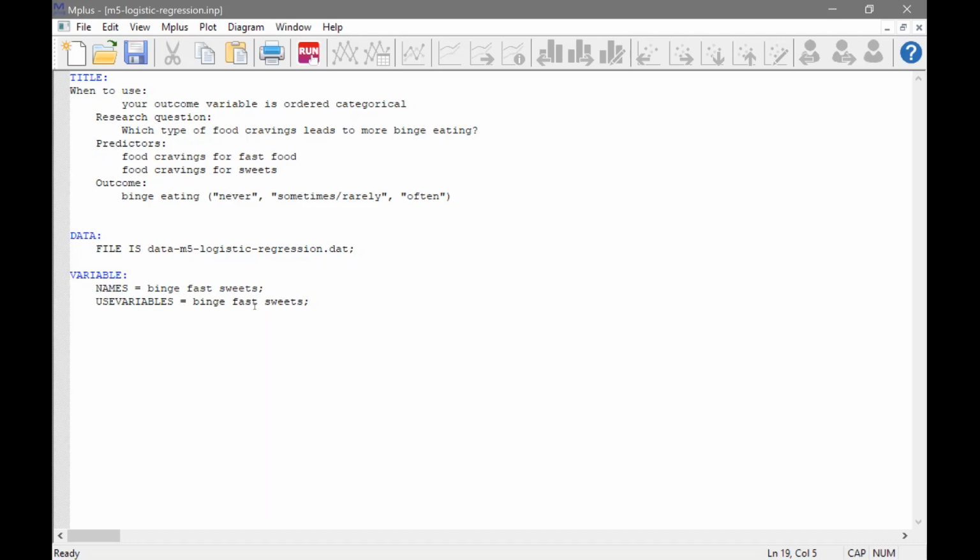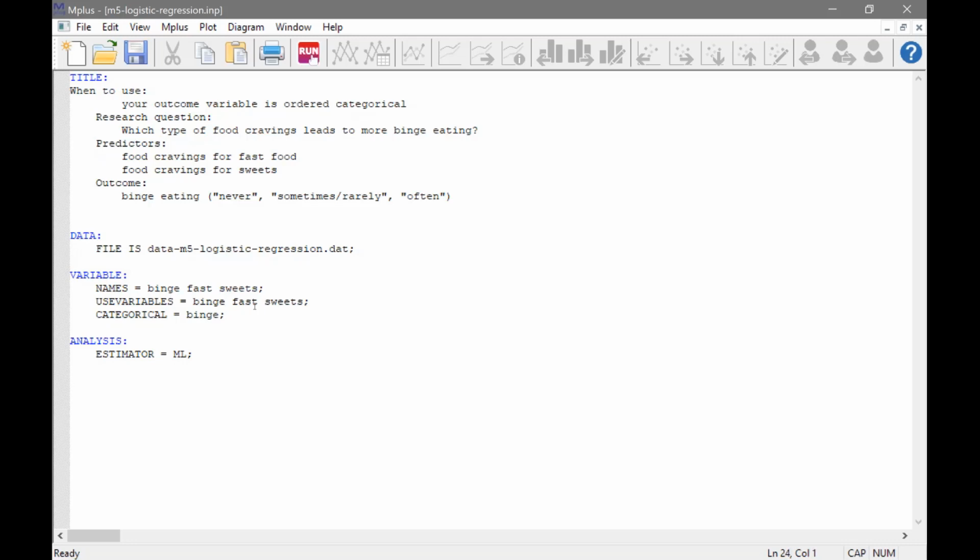Then we have to tell MPlus that our dependent variable, which represents binge eating, is ordered categorical. For this, you would have to say categorical, and then you just put binge. Then, in order to perform a logistic regression, you would have to tell MPlus to use the maximum likelihood estimator. This goes under the analysis command. So you would say analysis estimator ML.